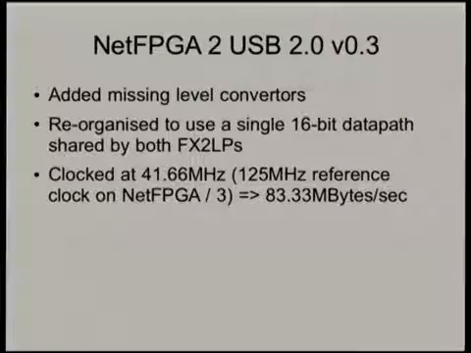And we clock the data through at 41.66 megahertz, which is the reference design's 125 megahertz clock divided by 3. And that gives us 83 megabytes per second aggregate across the 2 USB 2 interfaces, which is plenty.